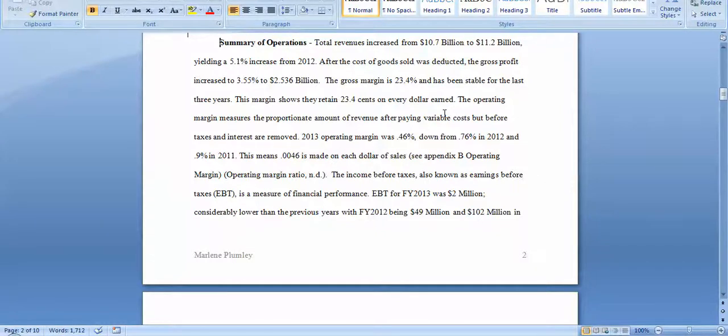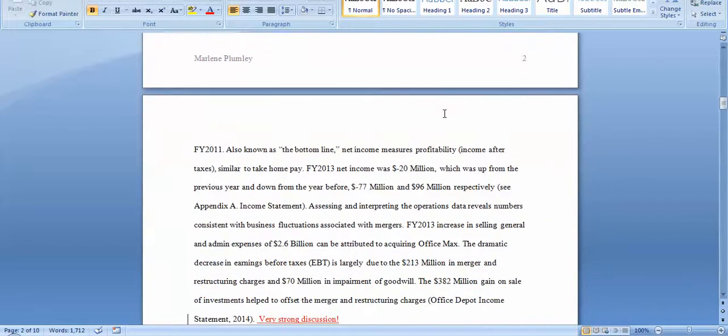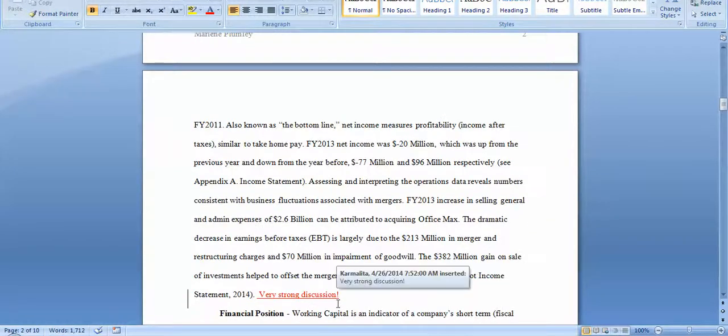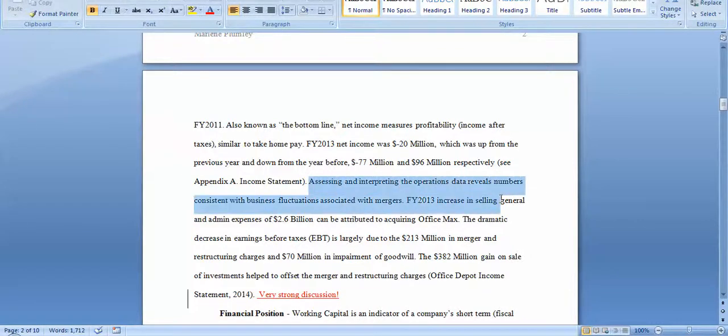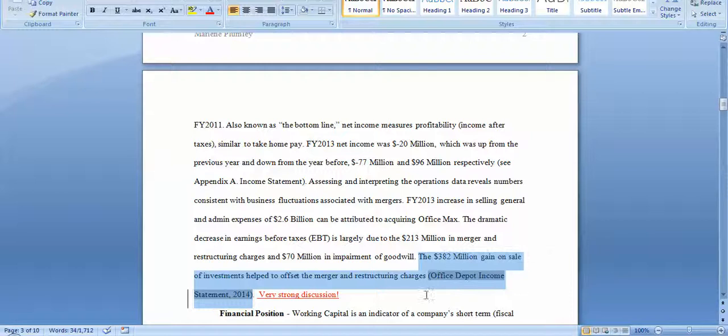Did they go down? And ultimately, this discussion, as I'm scrolling through it, I noted was a very strong discussion. They talked about the meaning of the numbers. This person said that if you assess and interpret the operations data, it reveals that the numbers were consistent with the business fluctuations that were associated with mergers. In other words, this company experienced mergers during that time. And so the revenue and the net income were associated with the fluctuation in merger. It also means that they have enough money to be able to offset the merger and restructuring charges.